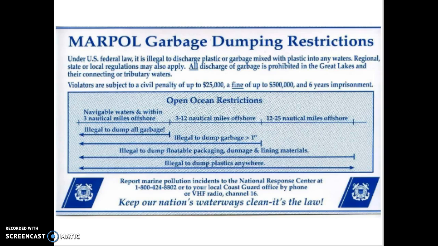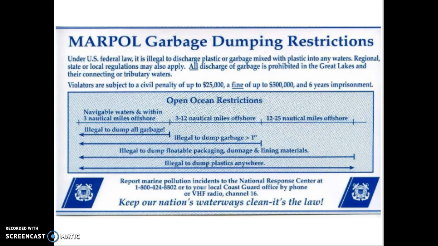So anything that's within 3 nautical miles offshore, and 1 nautical mile, FYI, is 1.15 actual miles, so nautical miles are just a little bit longer than a regular mile. So within 3 miles offshore, they zone that. 3 to 12 miles offshore is another zone. And then 12 to 25 nautical miles is the third zone that is near the shore. And it is illegal to dump many different types of garbage near the shoreline. That also includes doing that in the Great Lakes as well.